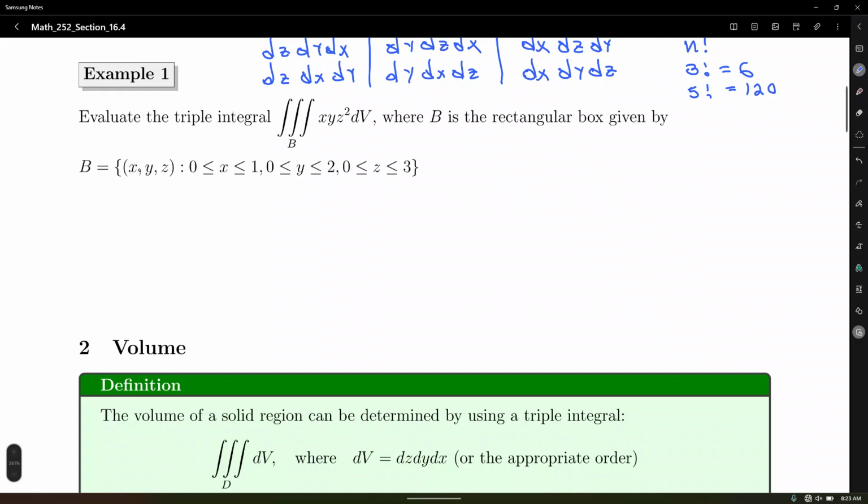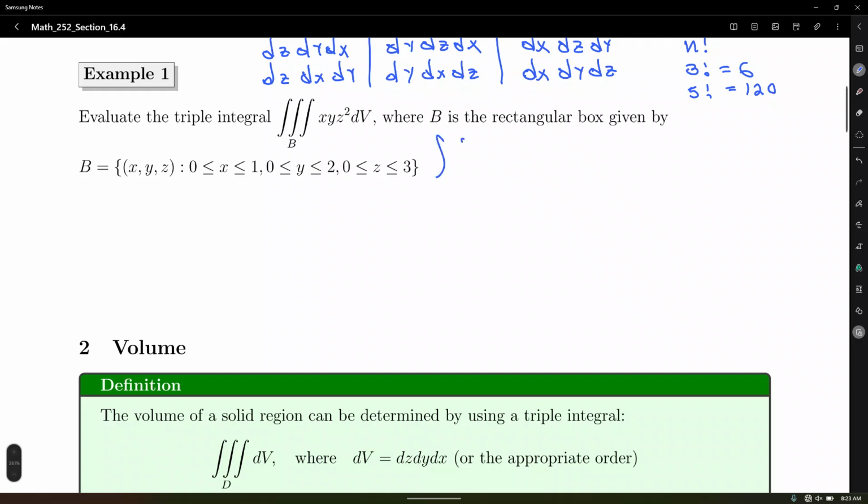In this case, the domain will be all the ordered triples x, y, z, no longer the ordered pairs x, y, such that x is varying between 0 and 1, y is varying between 0 and 2, and lastly, z is varying between 0 and 3. So I think this one is going to be a very straightforward one.